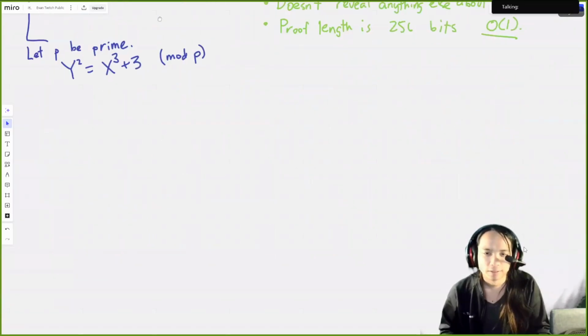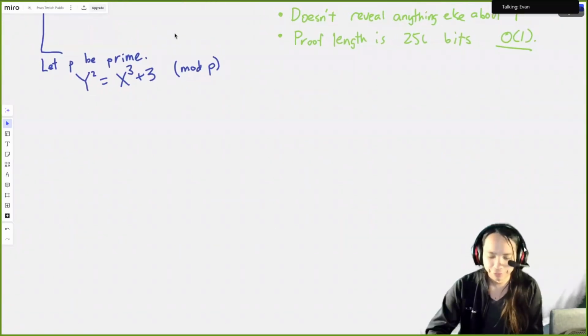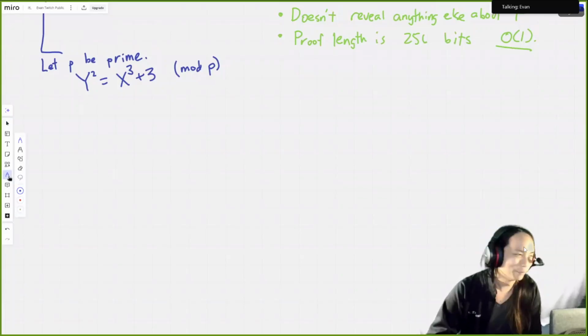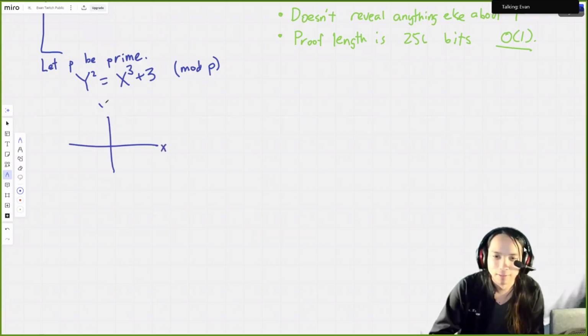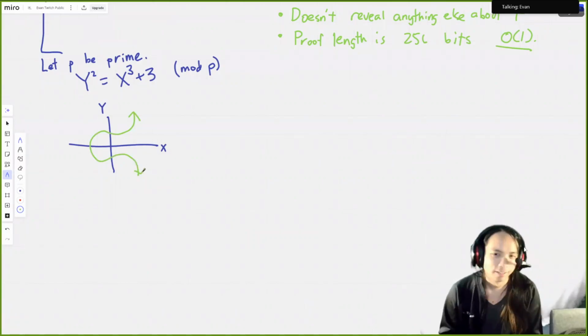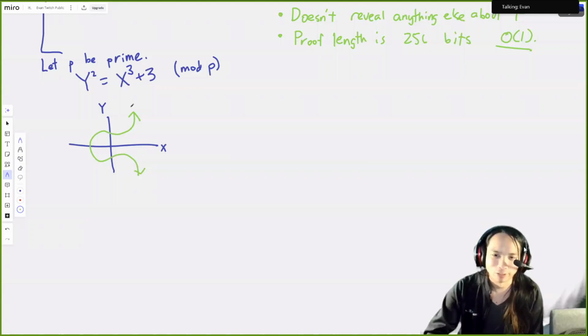So if I imagine drawing this, and I hesitate to call it the xy plane because I'm taking things mod P, but bear with me, we're going to draw the picture as if it was an xy plane. You get a curve that looks like this, something to this effect. And then you have some points on the curve, for example.